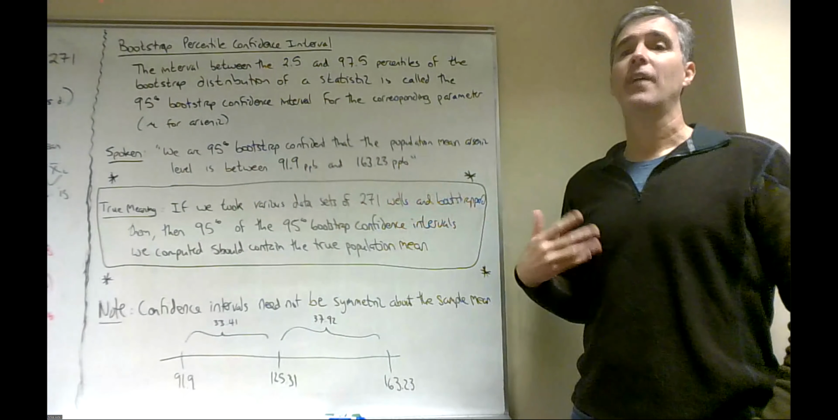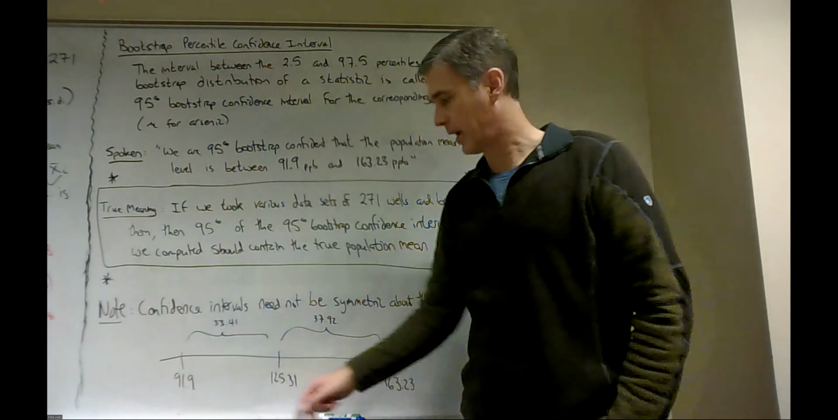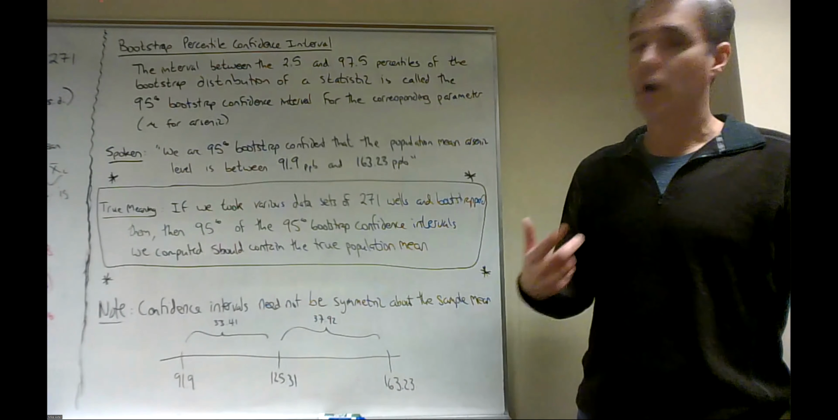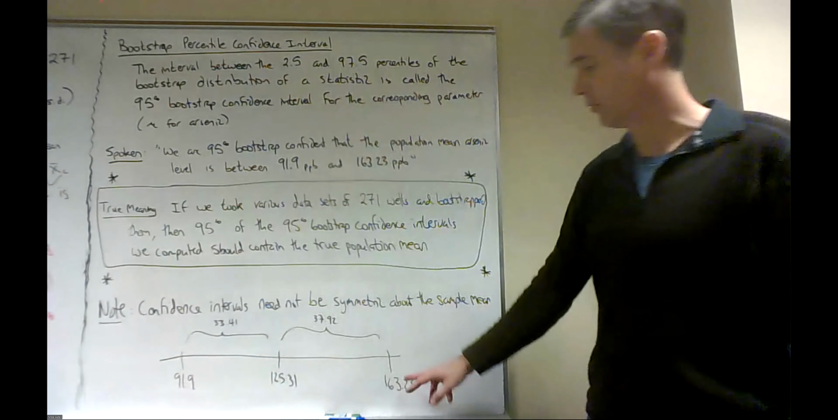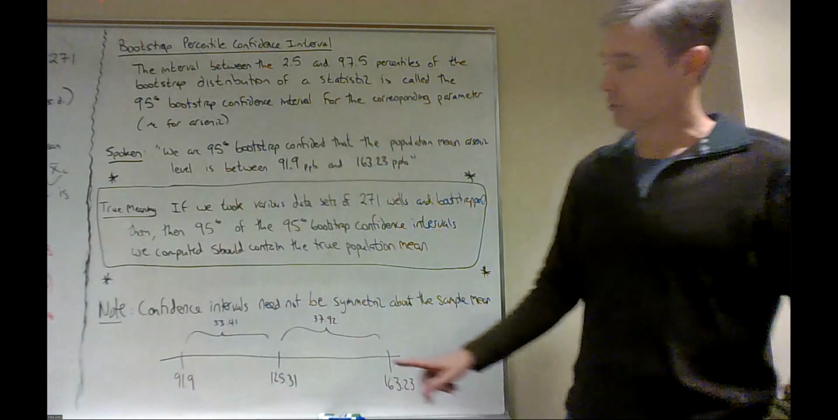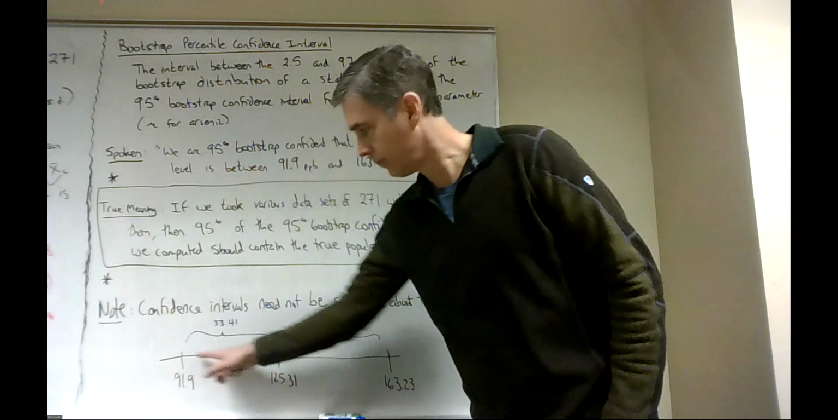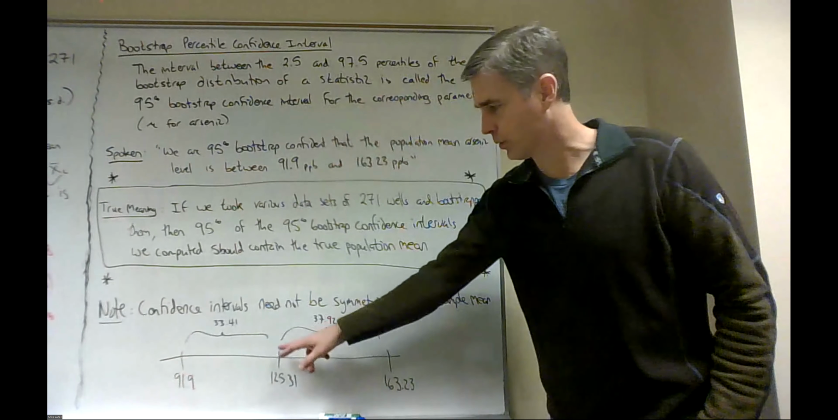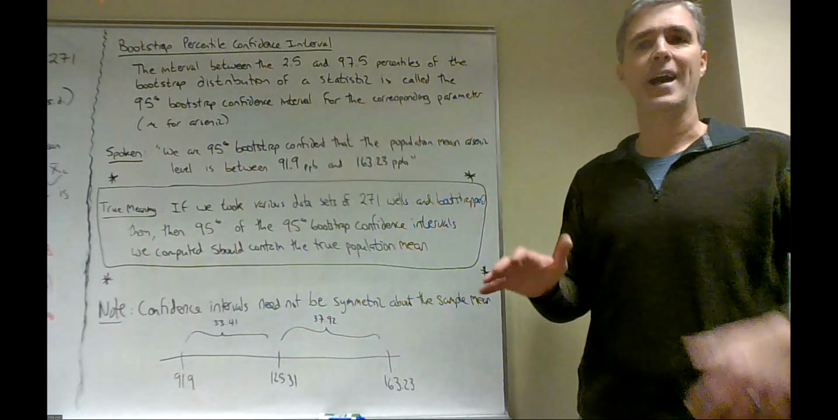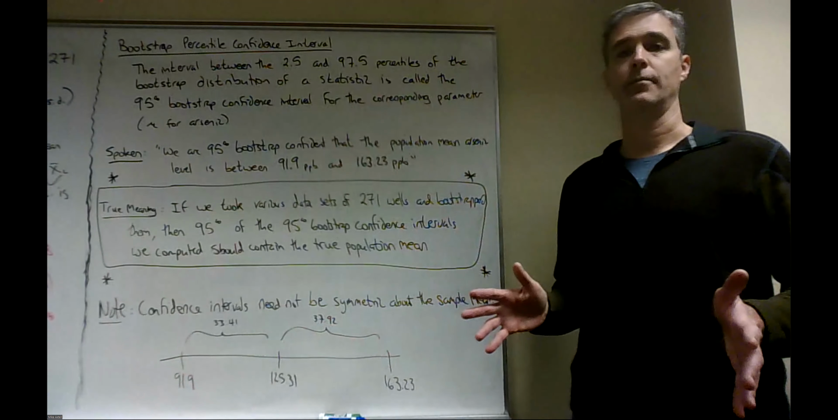Okay. One last note here: confidence intervals don't have to be symmetric about the sample mean. So, for example, our sample mean of the 271 wells we were given was about 125.3, and one of our 95% bootstrap confidence intervals went from 91.9 to 163.23. And you'll note that it's 33.4 units between the mean and the lower bound, and 37.9 units between the mean and the upper bound. So it's not symmetric. It does not have to be symmetric.